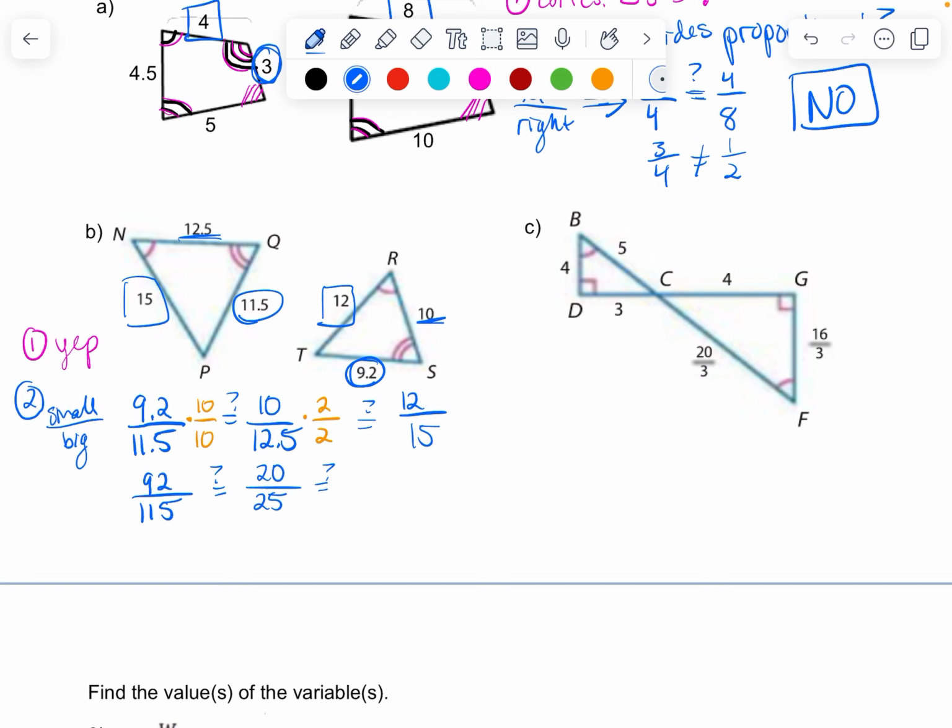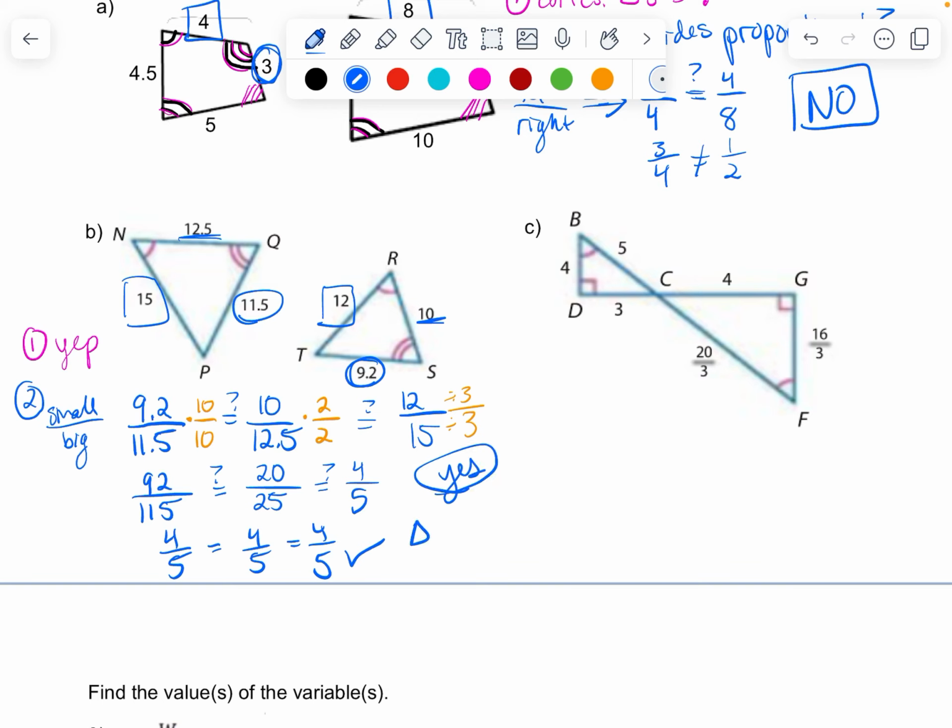And then this one, I can just do my normal stuff like divide by 3, which is just fancy ones when you're reducing. So that'd be 4/5. And if you reduce them all, they all do reduce to 4/5. So they are similar. So the answer is yes.